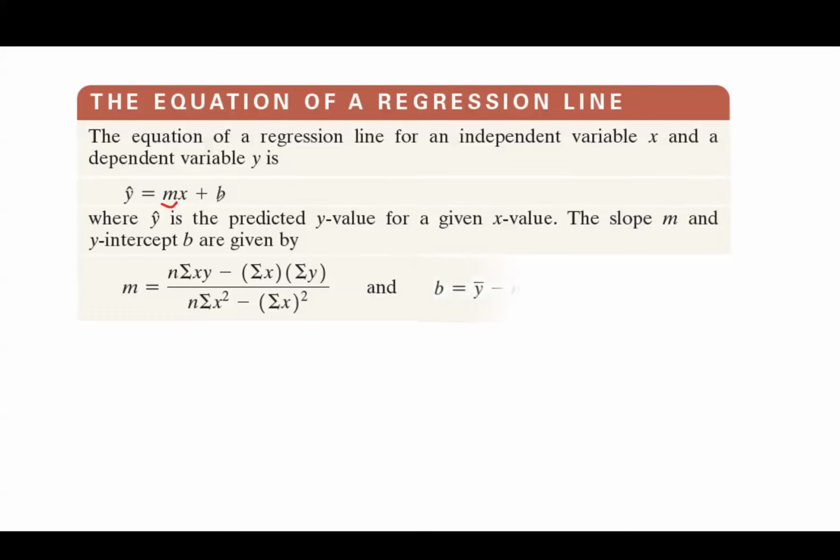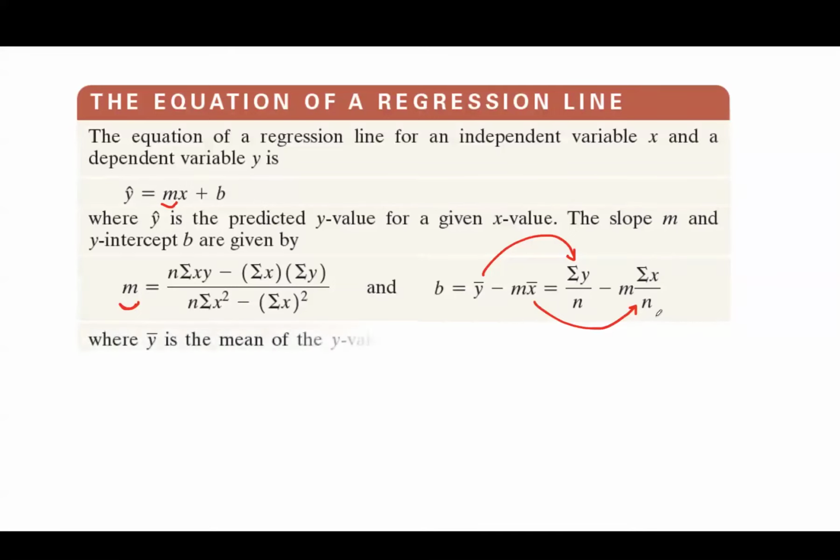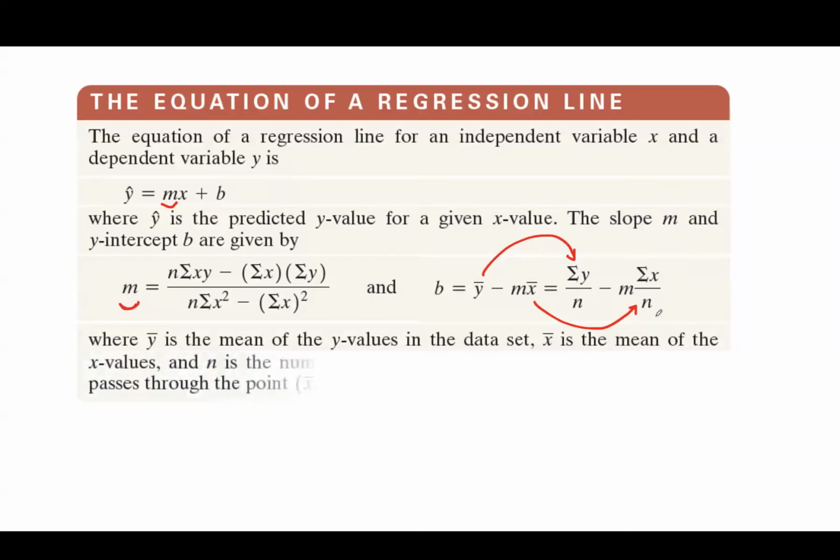And to find b, or your y-intercept, this is y bar minus m times x bar. y bar is the summation of y over n, which is basically the definition of y bar, the average of y values, minus m. You calculate m just right here. And then x bar is the average of x values, the summation of x divided by n. Remember that for a regression line, the regression line always passes through the average of x and average of y.